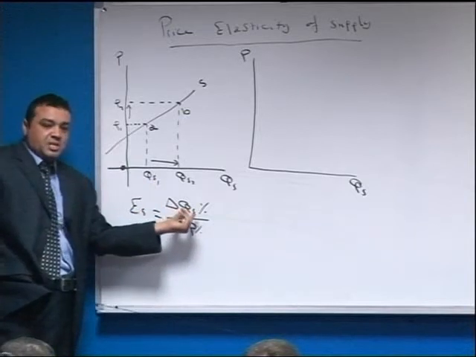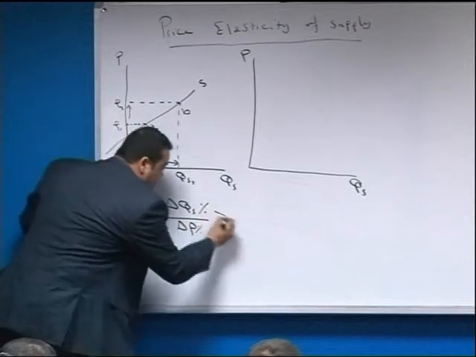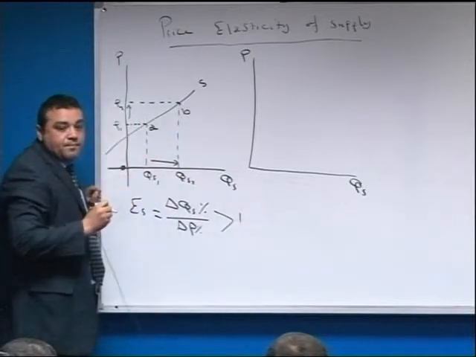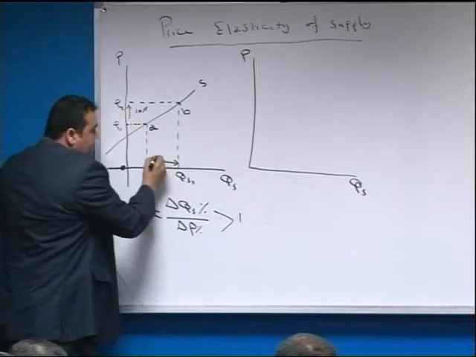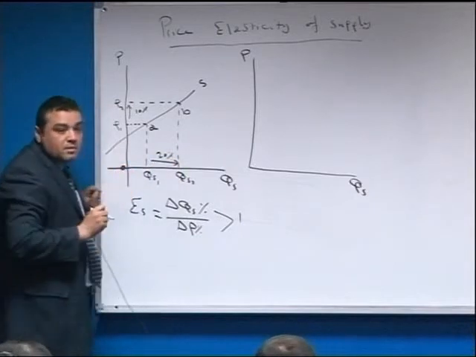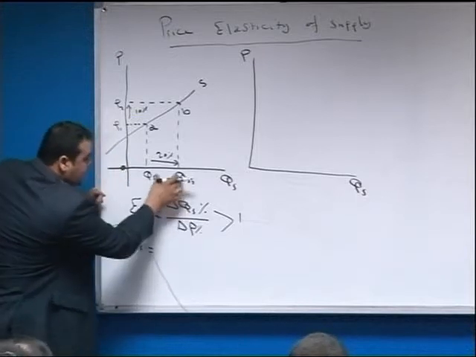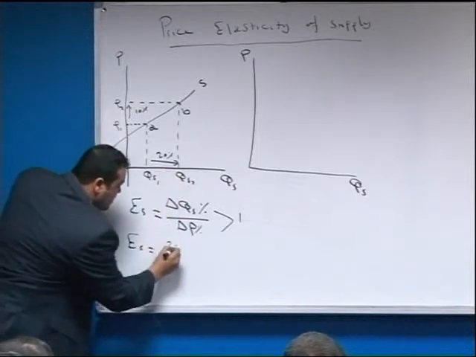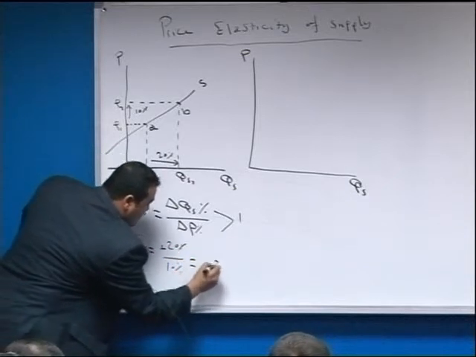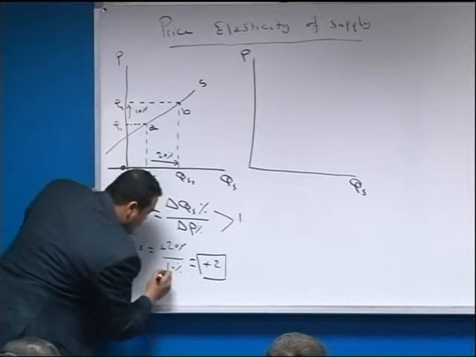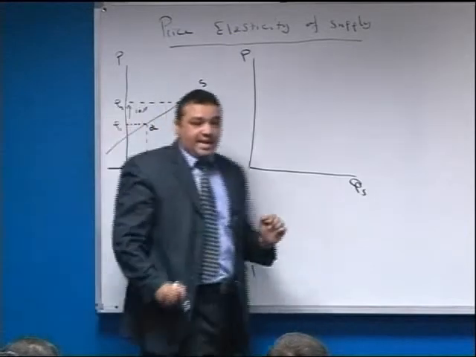When the percentage of change in the quantity supplied is larger than the percentage of change in the price, this would be elastic, larger than 1. So suppose the increase in price is 10% and the increase in quantity is 20%. In this case, ES equals the percentage change in the quantity supplied, 20%, over 10%, equals positive 2. Positive 2 is larger than 1, so supply is elastic, right?